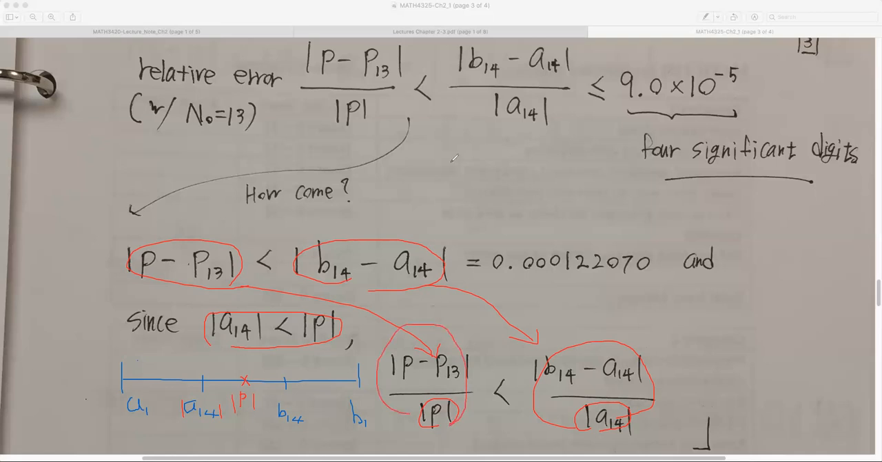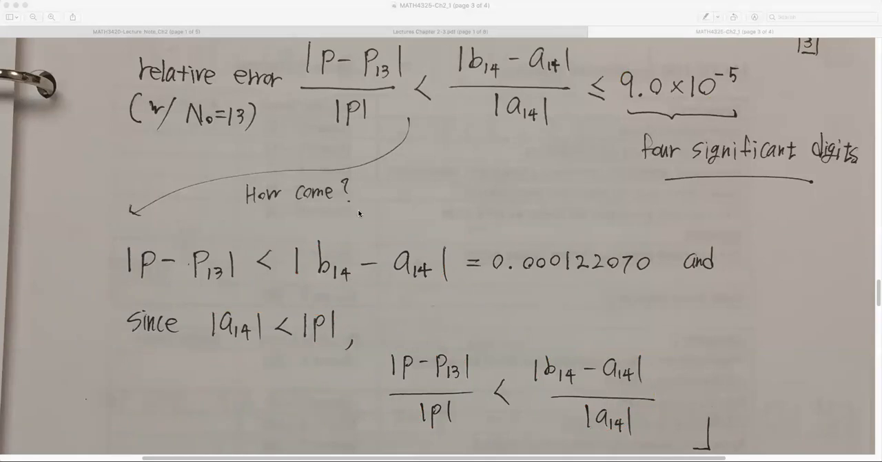So definitely you have to write your own code based on the algorithm of the bisection method. Then try to find out P13 and A14, B14, and check this number and this number too. Okay, so that's your job. Now let's move on.